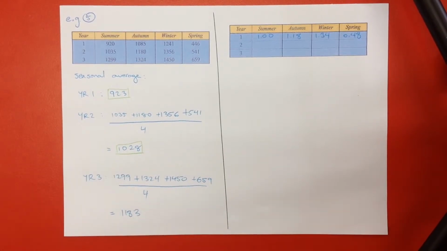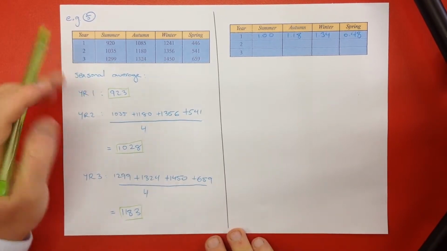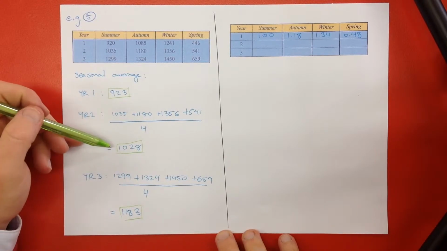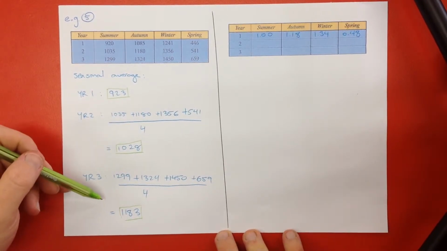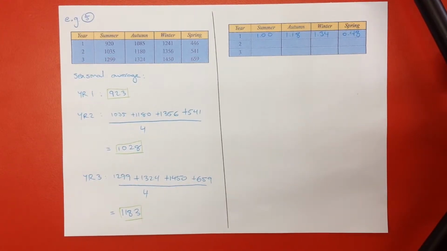So that's my seasonal average for year 3. You can see in year 1 we sold 923, and then we increased our average sales in year 2 to 1028, and then again in year 3 we increased our average sales to 1183. We'll have a look at the graph a bit later, but it looks like over a number of years we're increasing our sales, which is always a good thing for a business.